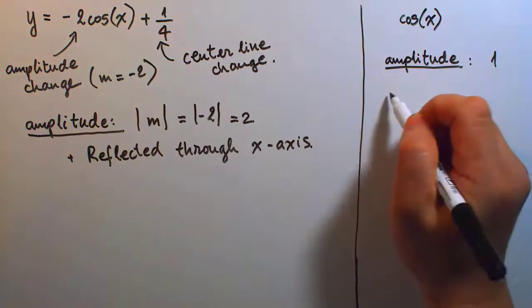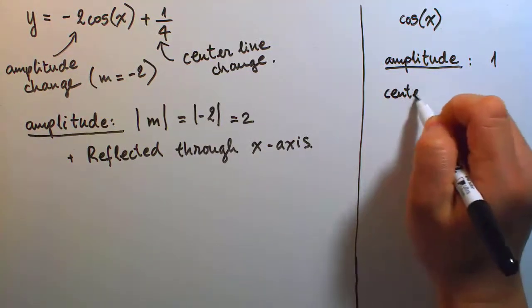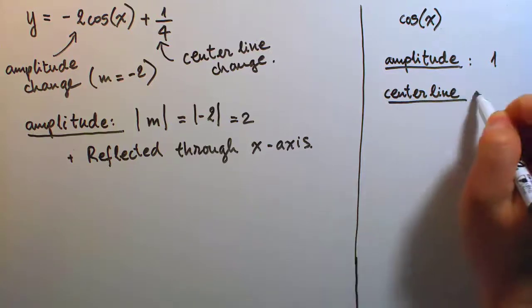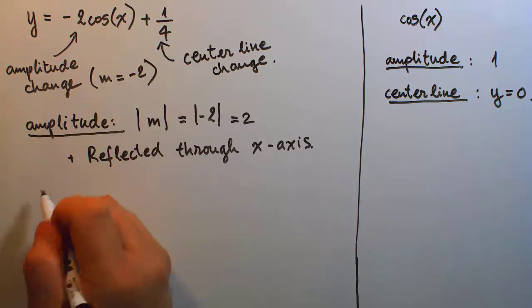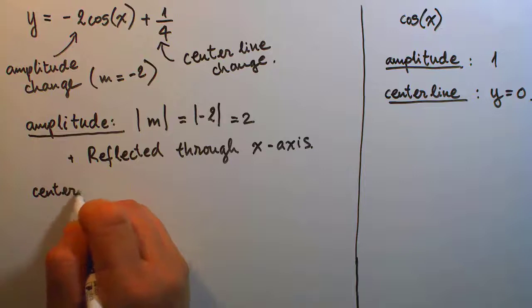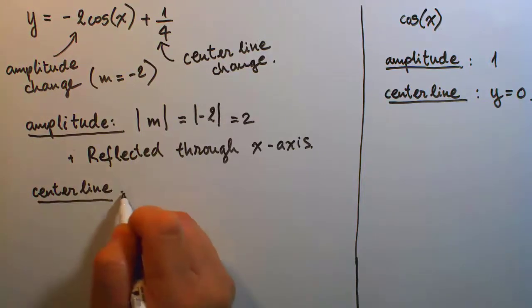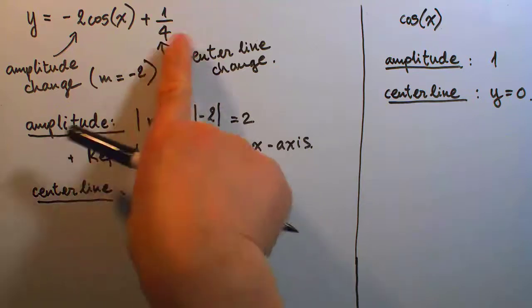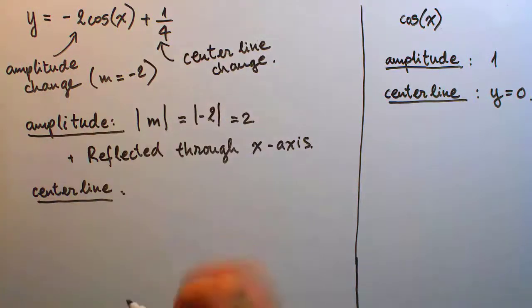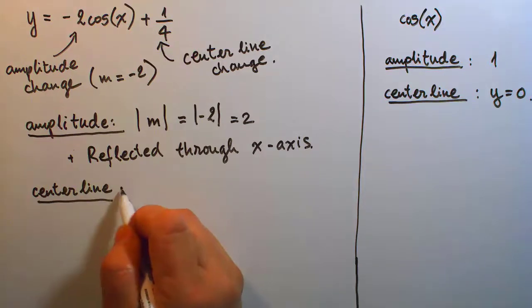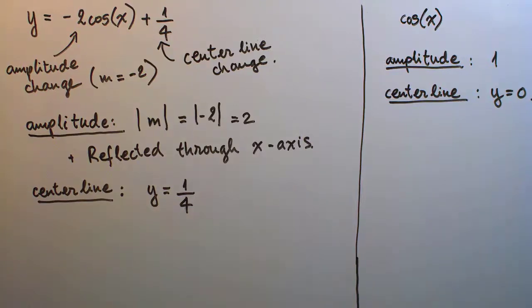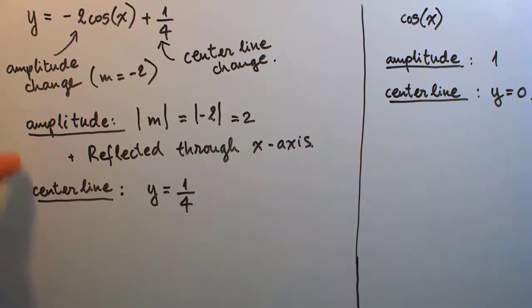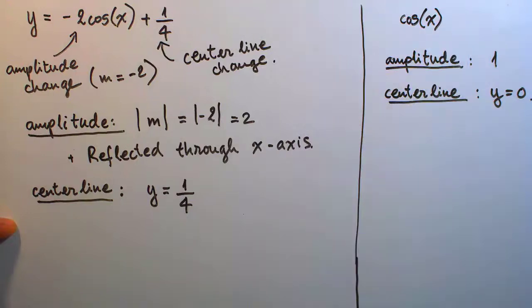Back to our original cosine of x, the center line is at y equals 0. And here, the center line of our current function, since we had that constant 1/4 being added to our function, is changed to the line y equals a positive 1/4. So we recognize two transformations being involved here, two changes being caused compared to the original cosine of x function.